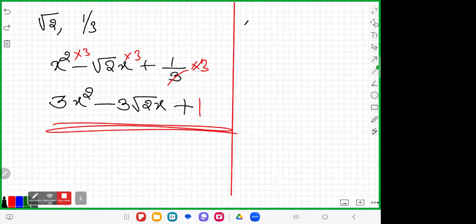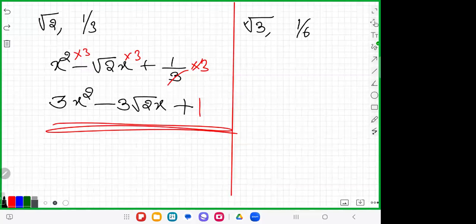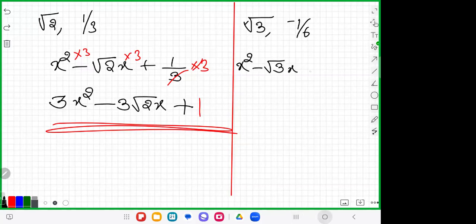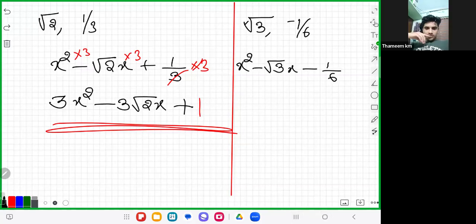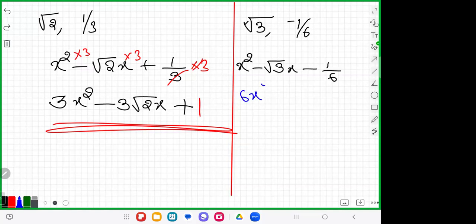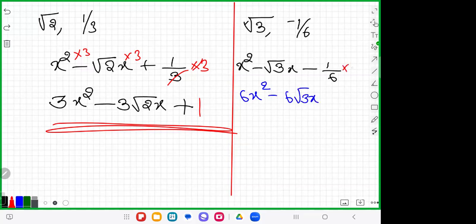The sum is equal to root 3 and the product is equal to 3. Second one, minus 1 by 6. Let's see. X square minus root 3 x plus 1 by minus 1 by 6. Next step: 6 into 6x square, 6 minus 6 root 3x. We are multiplying with 6 here. The 6 and 6 cancel. What is remaining? Minus 1.